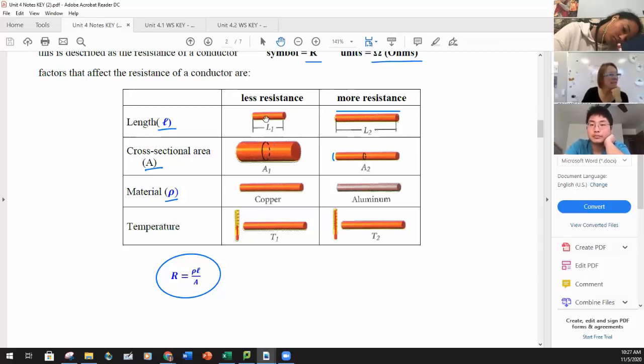And what we can see in this chart up above is that if something has more length, it's going to have more resistance. If it has less area, it's going to have more resistance. So that's why we divide by the area. So we have the material, the length, and the area. Oh, and temperature, we're just going to assume that we're working at room temperature, but it's also true that if things heat up, they have a higher resistance.